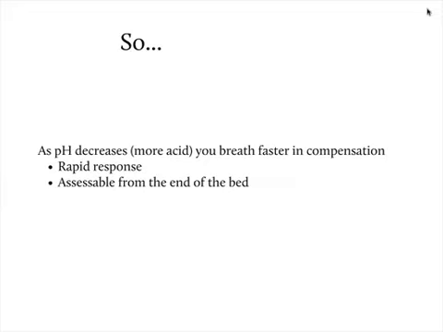I've kind of already explained that, haven't I? Yeah? So as pH decreases, as you become more acidic, you breathe faster in compensation. So it's a rapid response. It happens immediately. So if I were to go up to someone and give them a big intravenous dose of acid, that would make you breathe very quickly, almost instantaneously, because it's controlled by the brain. And it's accessible from the end of the bed.